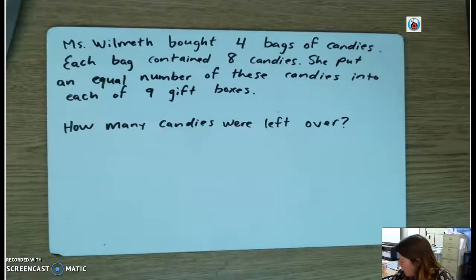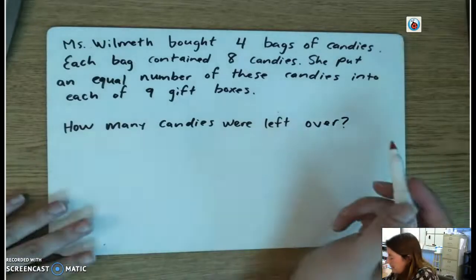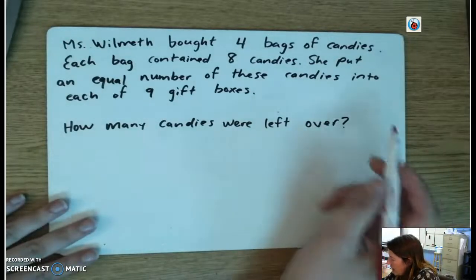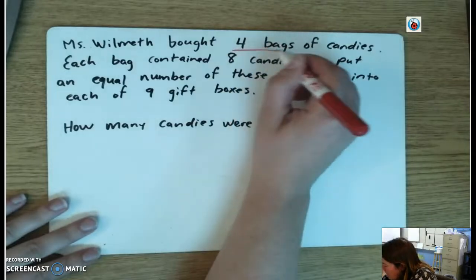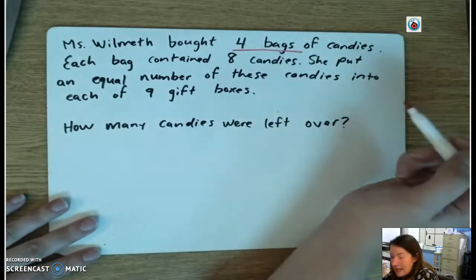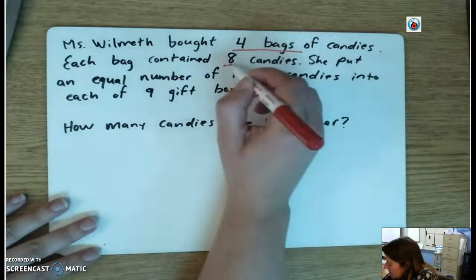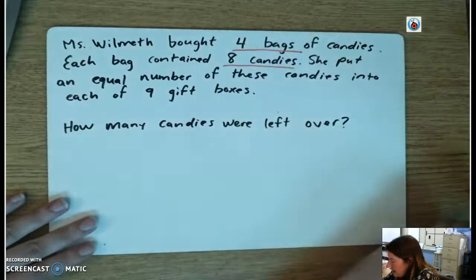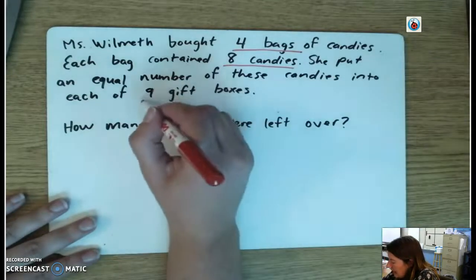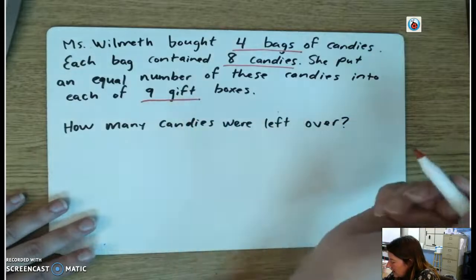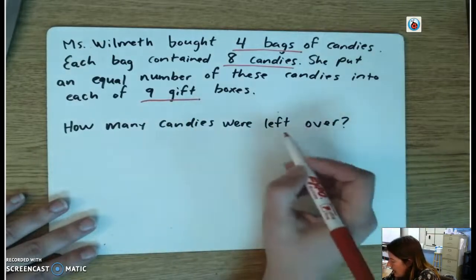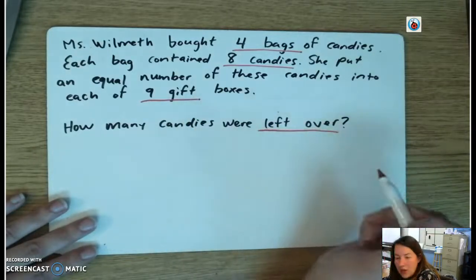Okay, guys, here is your warm-up question. Let's take a look at it. It says, Miss Wilmoth bought 4 bags of candy. Each bag contained 8 candies. She put an equal amount of these candies into 9 gift bags. How many candies were left over?